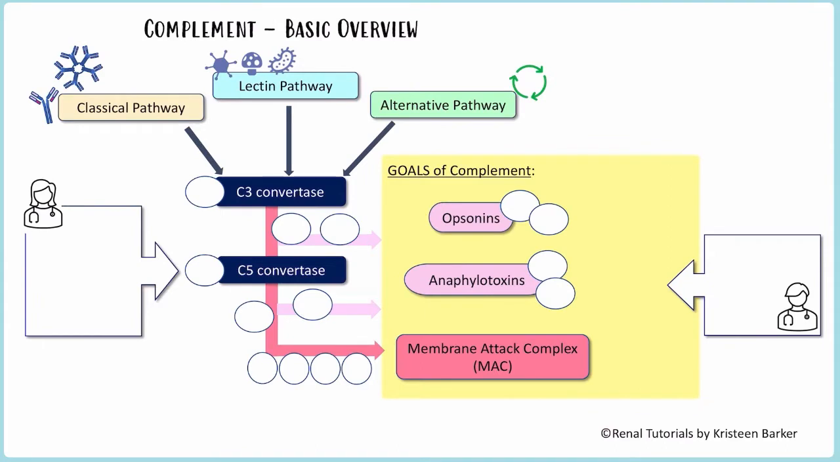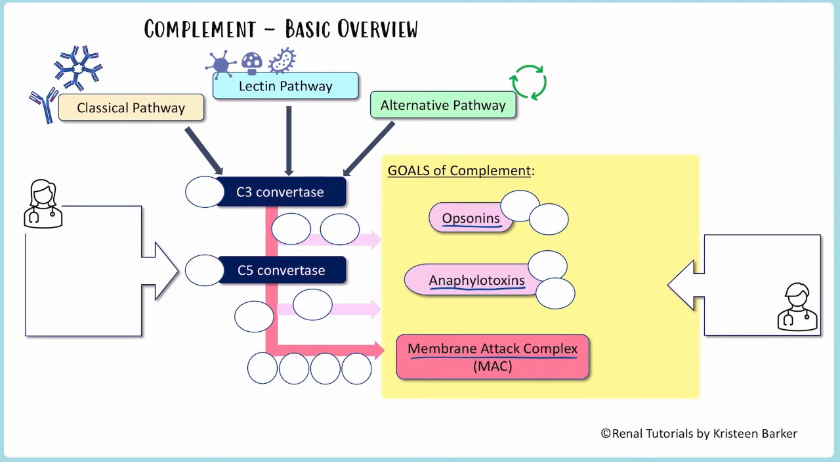So let's start with the basic overview, which we touched on back in episode 5. Complement is an incredible part of our innate immune system. It's a proteolytic cascade which generates opsonins to increase phagocytosis, anaphylatoxins to attract immune cells to the area, and the membrane attack complex which punches holes in target cells, causing them to die.